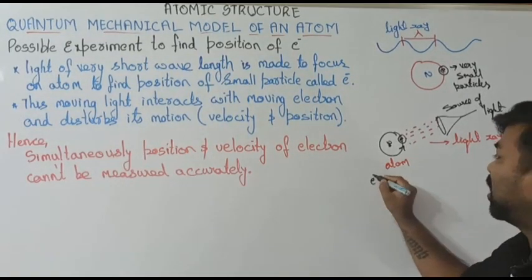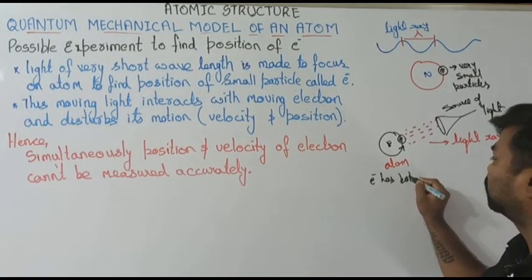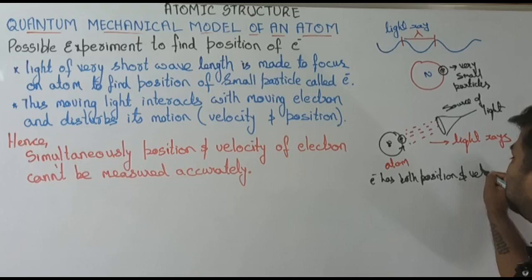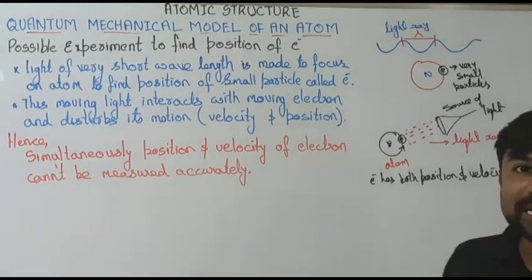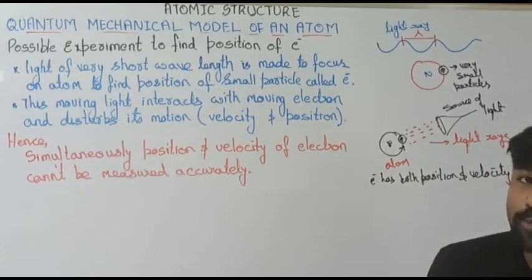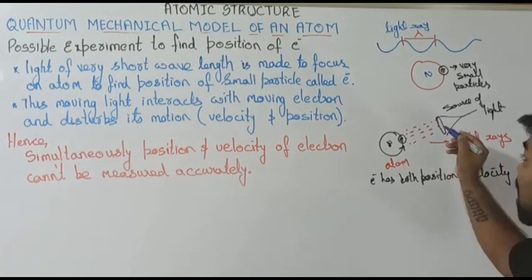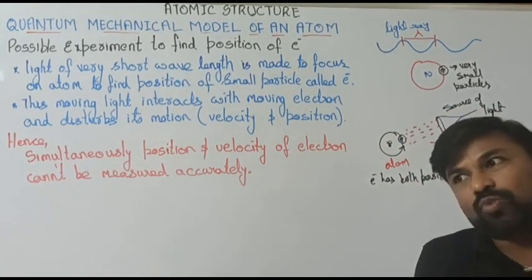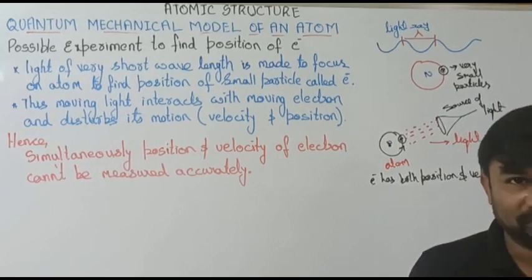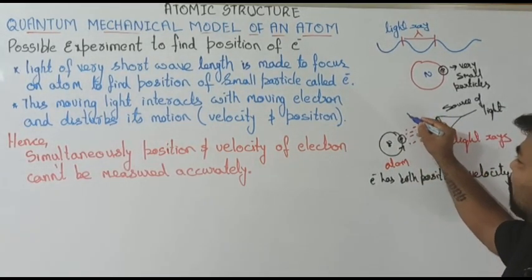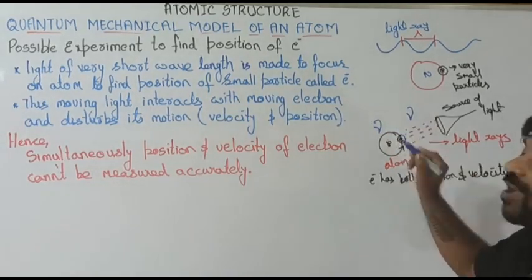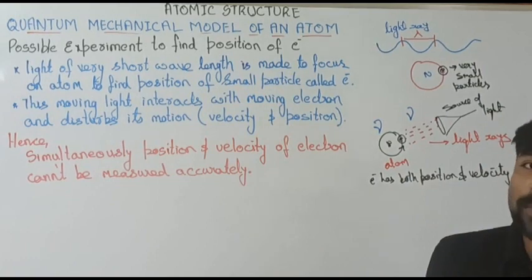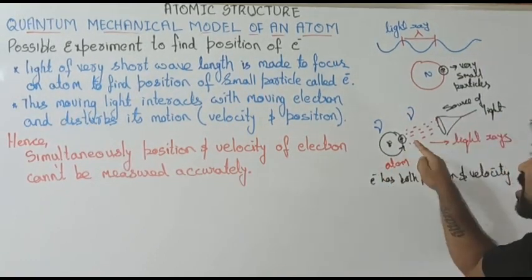So, the electron has both position and velocity. Why is it having velocity? Is the electron moving? Yes. Now, do the light rays which are coming or which are focused have velocity? Yes. Why do they have velocity? Means they are in motion, right? So the light ray is also having velocity and the electron is also having velocity. That is moving and this is moving, right? Actually, why is the experiment done? To know the position of the electron.